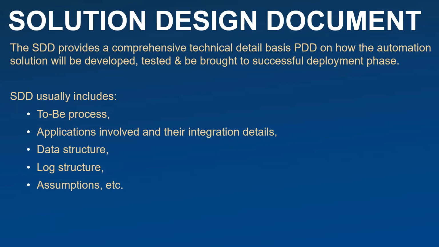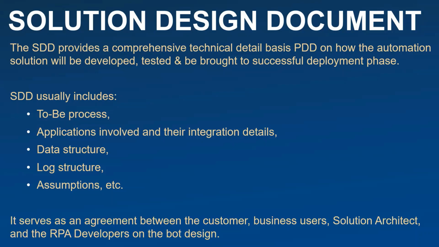We are talking a lot about the solution design document, but why is it so important? It becomes very important because it acts as an agreement between the customer, the business user, the solution architect who is actually building the solution design document, and the RPA developers, for how the actual bot would look and how the bot is actually going to be designed. And this is why the solution design document should have all these details clearly called out at the beginning itself, before the development phase gets initiated.